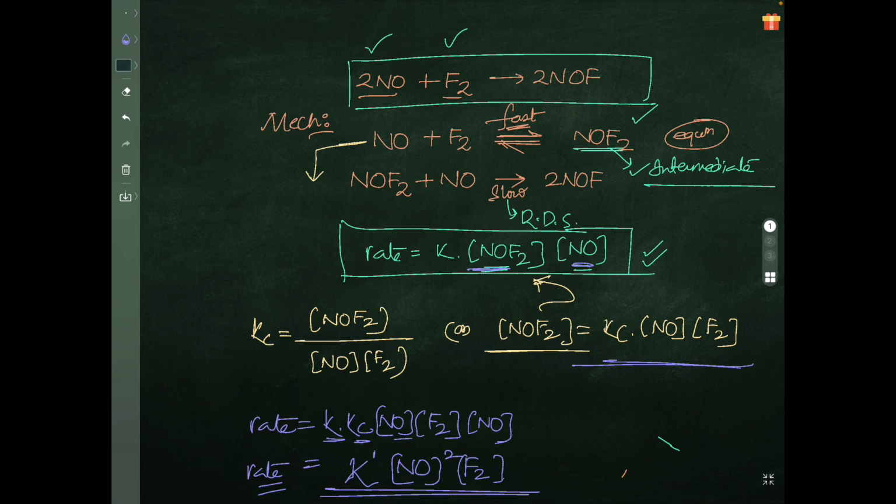Hey sir, what are you doing sir? Directly also NO square and F2 only will come. That is true. But luckily you are getting it like that. You have to solve it like this. So these are the methods to write the rate law for composite reactions.